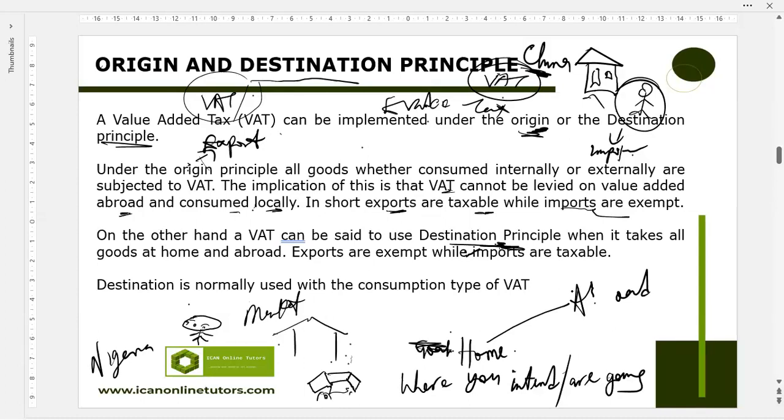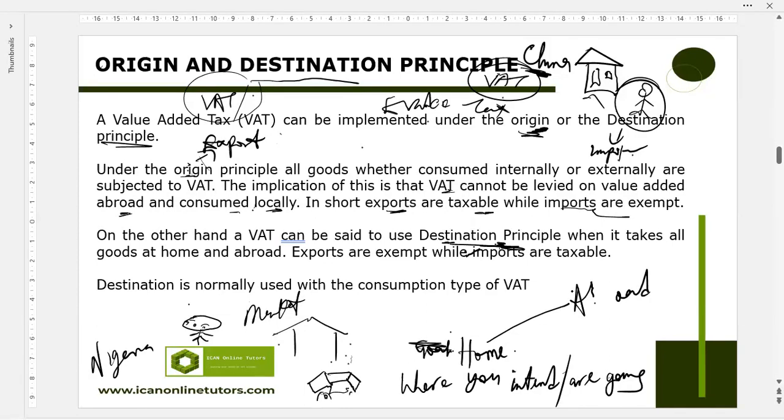Again, I go back to China and Nigeria. Because China has charged VAT, Nigeria will exempt the imports from VAT. That's the origin principle. But under the destination principle, China, you cannot charge VAT, okay?